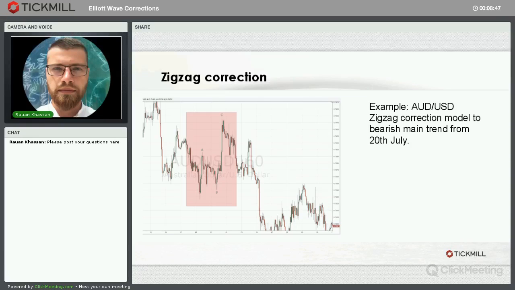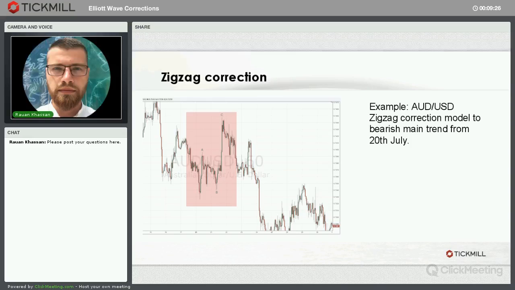In red is marked a zigzag correction model to the bearish main trend, which was lasting for about a week. By the way, it's a 1 hour time frame. The correction started on the 20th of July and finished on the 22nd of July. It had an upward direction as the main trend was bearish at that time.